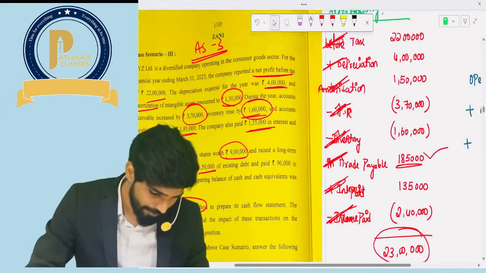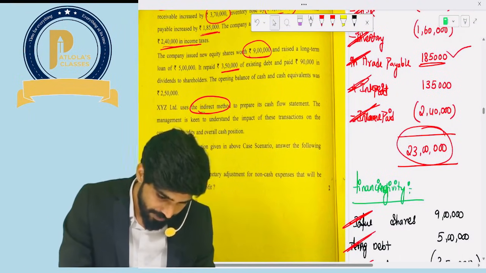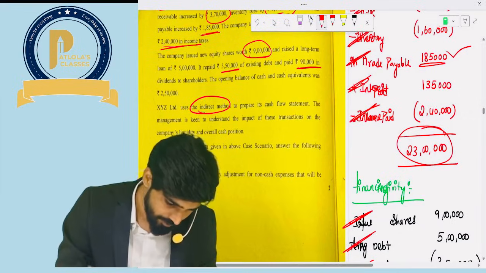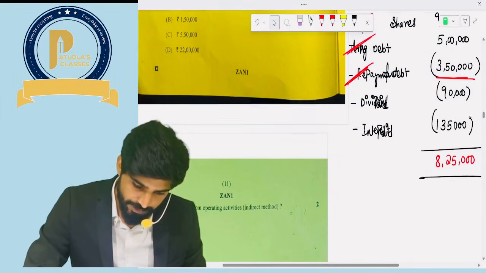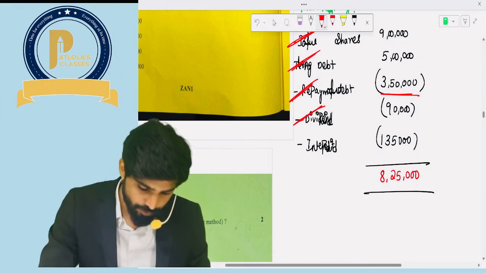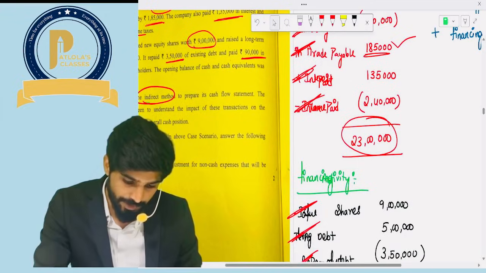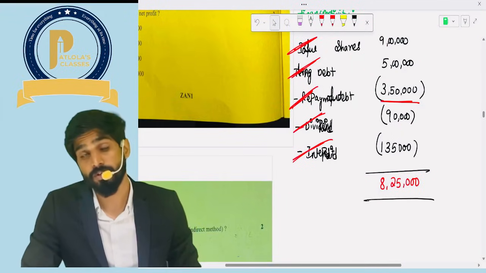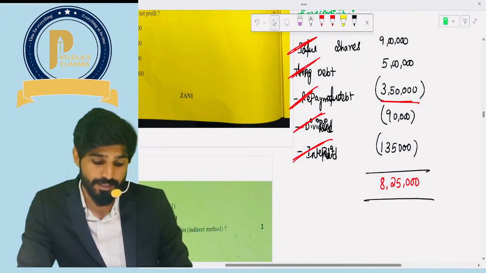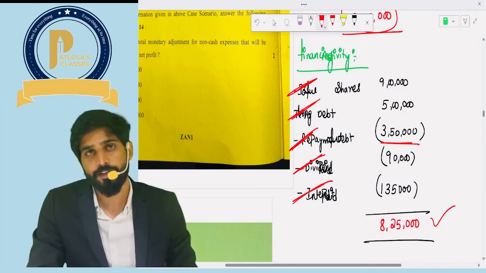And apart from that, they also paid a dividend. How much dividend have they paid? 90,000 dividend they paid. So payment of dividend is also financing activity. And apart from dividend, they also paid interest. If you remember, we have added this in operating activity. Because it's a financing activity, now we have to take it as outflow. So financing activity is 8,25,000.